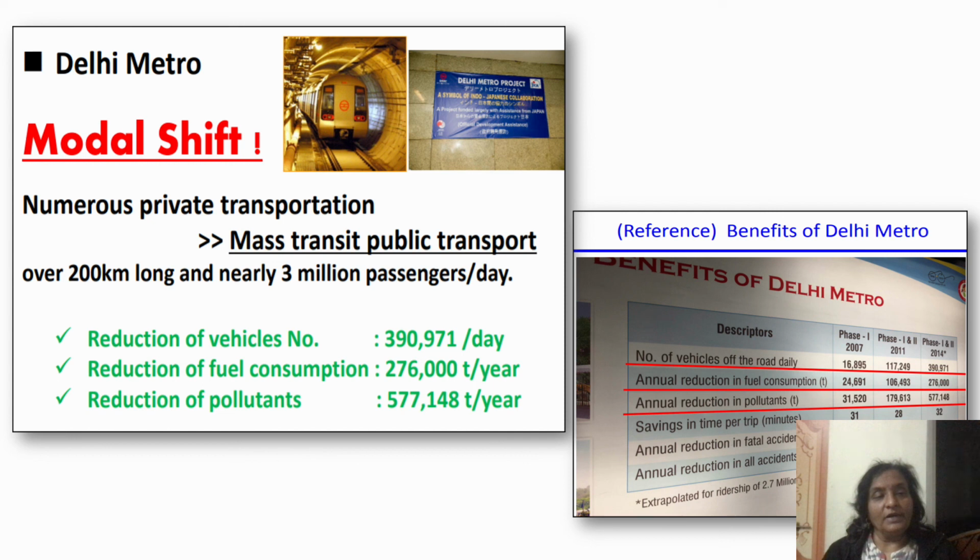One more important aspect is a modal shift in transportation that we can see in a Delhi metro sort of example. We can see that over 200 kilometer long mass transit public transport is there with nearly 3 million passengers per day. This has given a large reduction in vehicle numbers in the city, and fuel consumption is also reduced drastically with a reduction in pollutants. About 5,77,148 ton per year of pollutants have been reduced. Overall pollution like dust and gases.